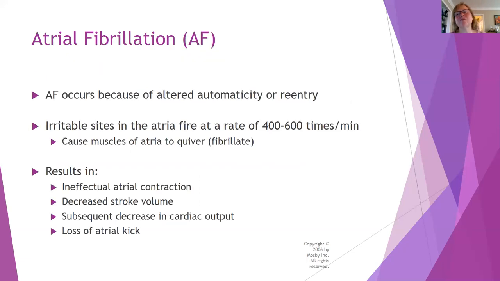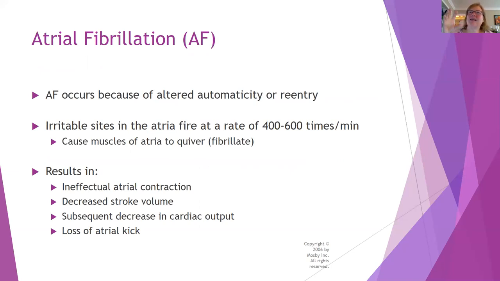Okay, now atrial fibrillation. Everybody knows all about this. You guys are the experts. We have, again, automaticity, right? Irritable cells and that alteration in automaticity from a lot of causes can lead to impulses that are being generated all over the atria. Now we don't have a ventricular response of 400 to 600 times a minute, but those irritable sites are all over the atria, and we can see a firing rate of 400 to 600 times a minute, which is crazy. Imagine all that firing all over our atria.